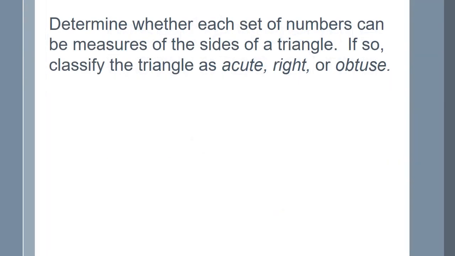Determine whether each set of numbers can be measures of the sides of a triangle. If so, classify the triangle as acute, right, or obtuse. Well, 7, 14, and 16. So first of all, we know that 7 plus 14 is greater than 16. We're fine. And 16 minus 14 is less than 7, so we're fine with that. So we can make a triangle here. We're going to say 7 squared plus 14 squared, and we don't know what that value is going to be, so we're going to use a question mark, and then 16 squared.